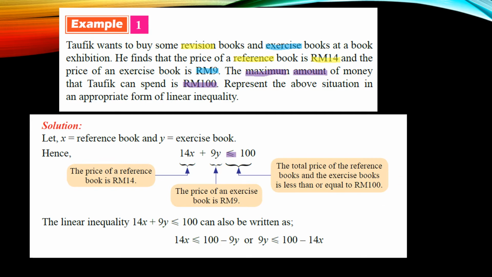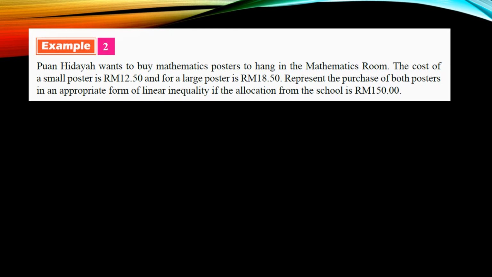Next, we look at example 2. You can refer to page 157. Puan Hidayah wants to buy mathematics posters to hang in the mathematics room. The cost of a small poster is 12 ringgit 50 cent, and for a large poster is 18 ringgit 50 cent. Represent the purchase of both posters in an appropriate form of linear inequality if the allocation from the school is 150 ringgit.